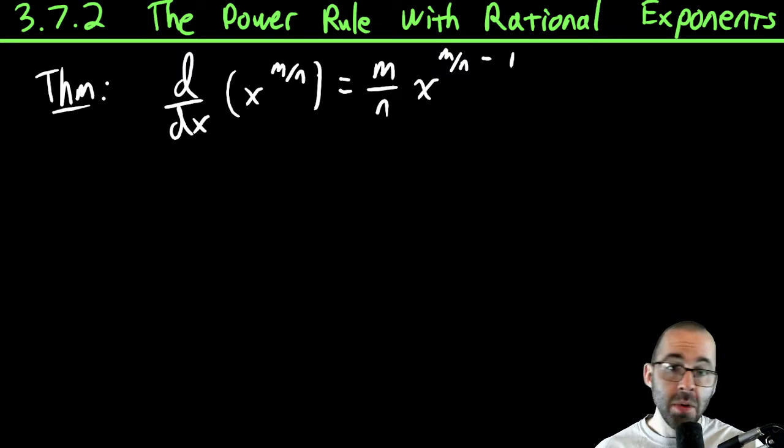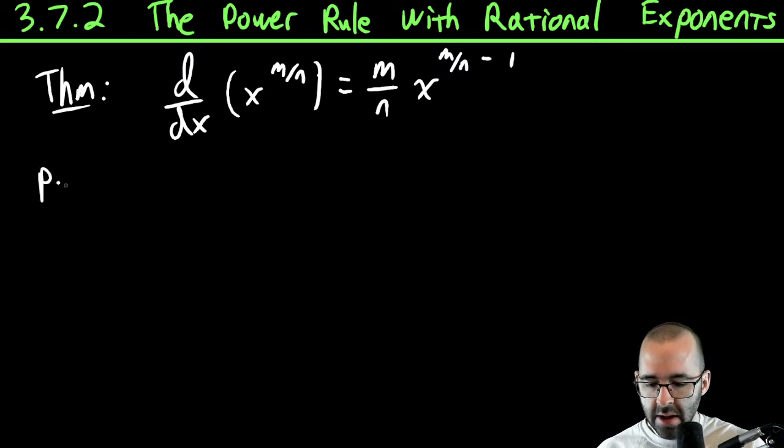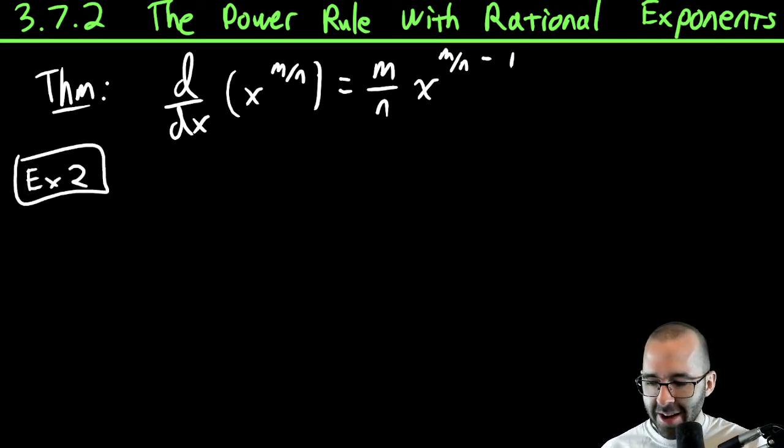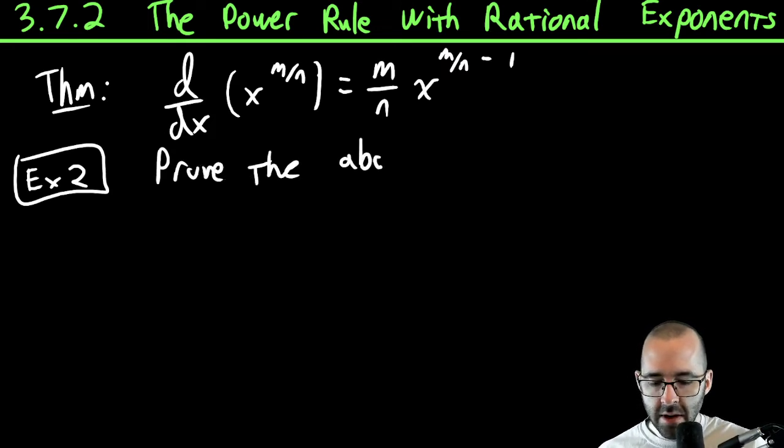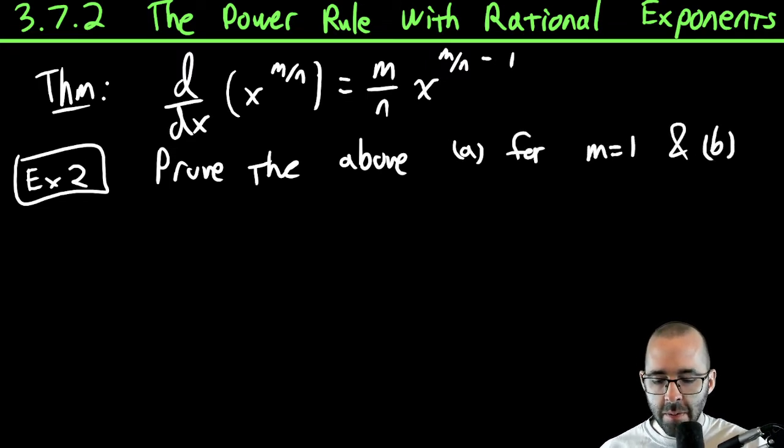And we're going to start by proving it. It's pretty easy, actually. I'm gonna phrase it as an example. Prove the above. Part A is going to be for m equals 1, and part B is going to be for any m.